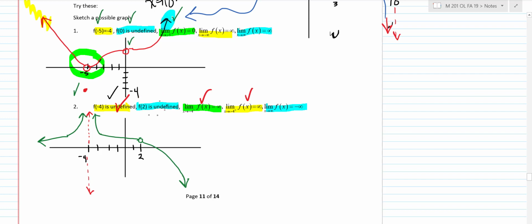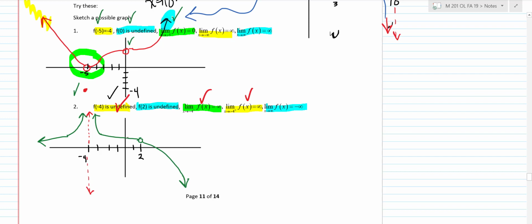All right, so I look at it right now, okay, we got this, we got that. Then f of 2 is undefined. Now, this is up to you. You can either have a bubble, or you could have a little solid dot there if you wanted to. I don't care. You just have to show that it's undefined. You could have an asymptote. If you have an asymptote there, that's fine.